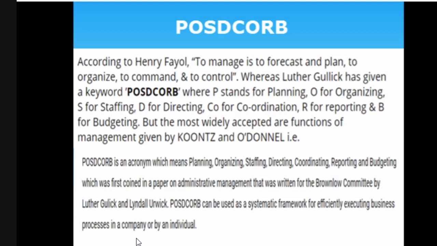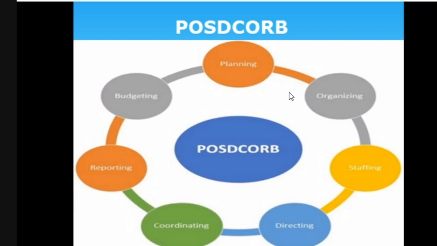But the widely accepted functions are given by Koontz and O'Donnell. Okay, so we will see what POSDCORB is all about, right? POSDCORB was given by Luther Gulick. So remember these names because they will ask these things in the NET examinations. So this is how the functions look: planning, organizing, staffing, directing, coordinating, reporting, and budgeting. We will see this one by one, and we will see the functions of each element.